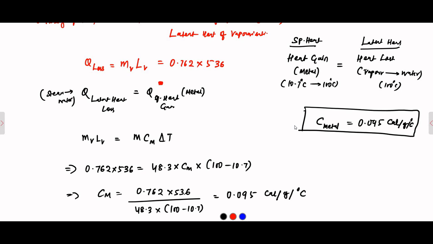Okay, so the basic principle of calorimetry: heat loss, heat gain, equating it, applying specific heat concepts wherever that is applicable, applying latent heat or hidden heat concepts wherever that is applicable, and equating the results. Okay, so this is it.